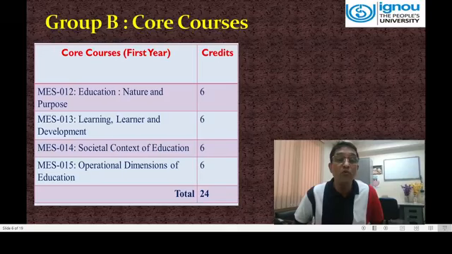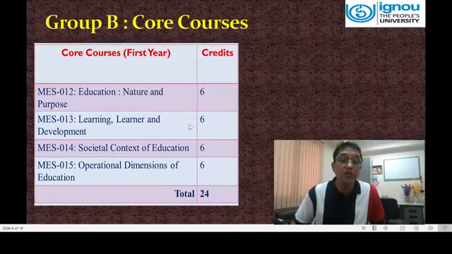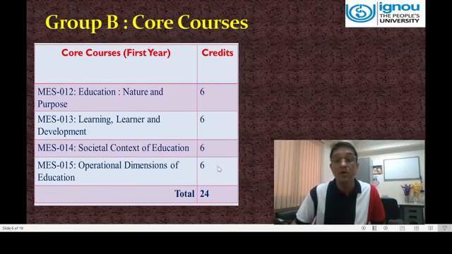Further, in Group B, you will find 4 courses under the core courses. These 4 courses are MES 012, Education, Nature and Purpose, a 6-credit course. Then MES 013, Learning, Learner and Development, also a 6-credit course. MES 014, Societal Context of Education, is a 6-credit course. And MES 015, Operational Dimensions of Education, is also a 6-credit course. So accordingly, in Group B there are 4 courses, each having 6 credits, so a total of 24 credits that you have to study under Group B.